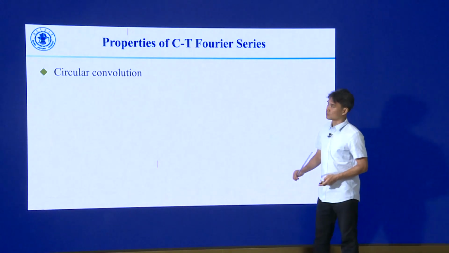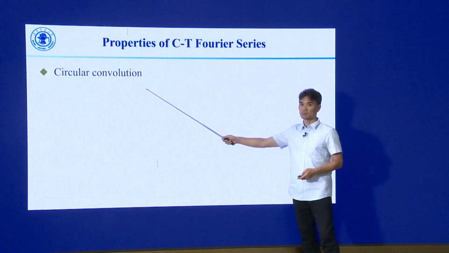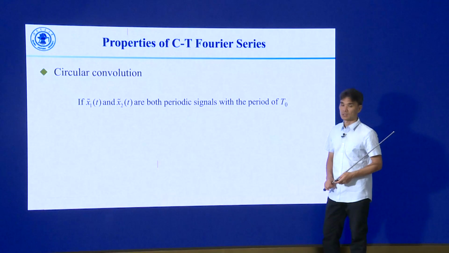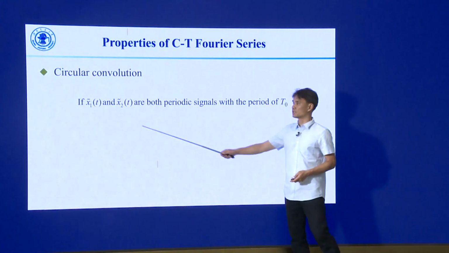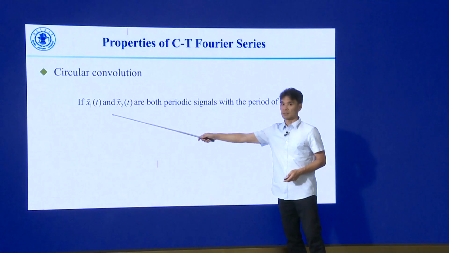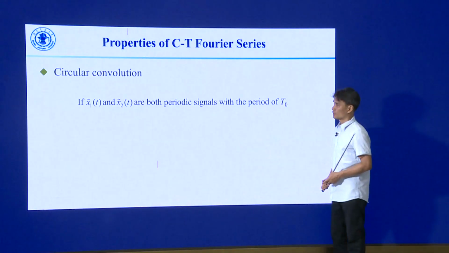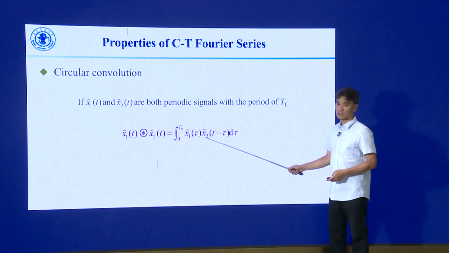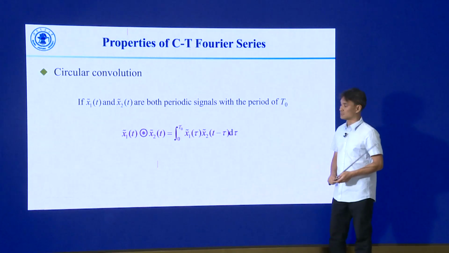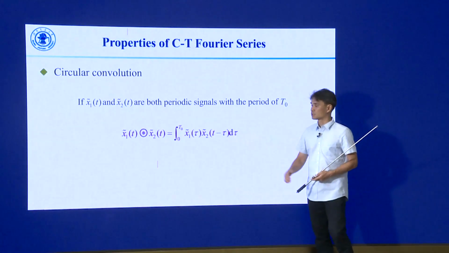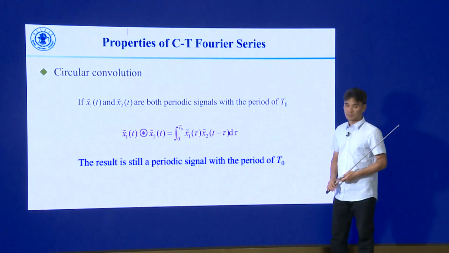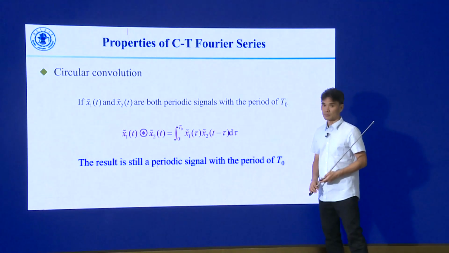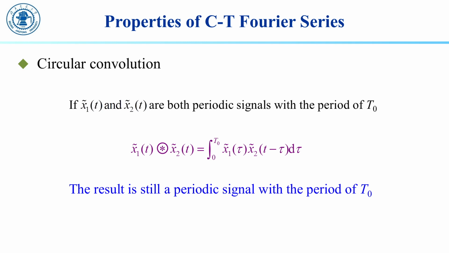The next one is the circular convolution property. Before we introduce the property, we need to understand what circular convolution is. Given two periodic continuous time signals x1 and x2, we define the circular convolution as this integral. And you can verify that the circular convolution is, again, a periodic signal with the same period as the original two signals. This is the definition of the circular convolution.